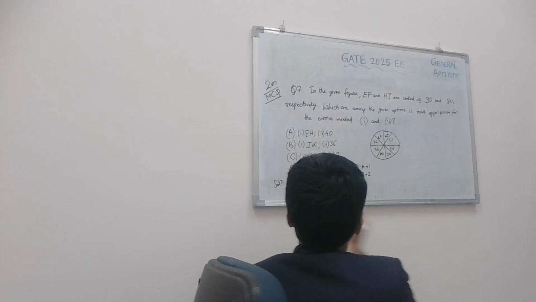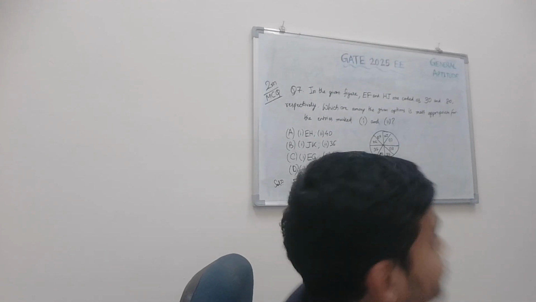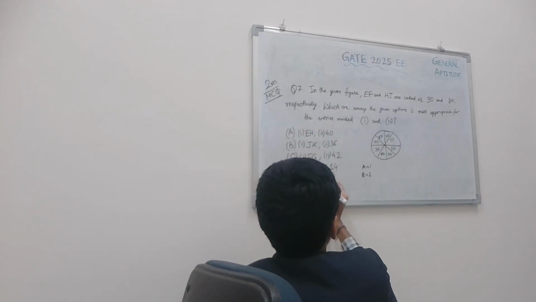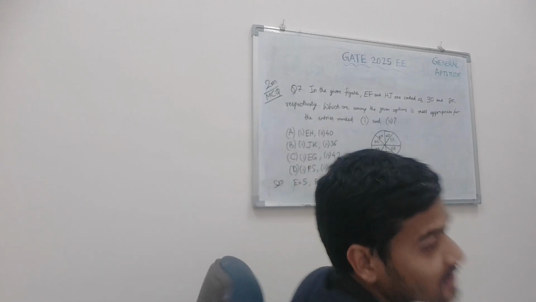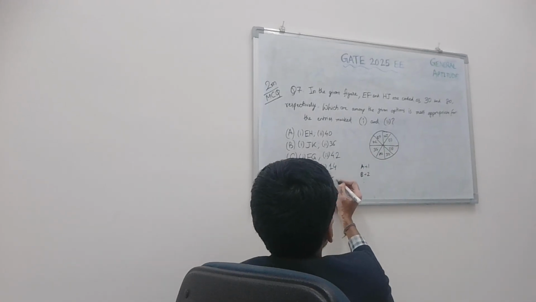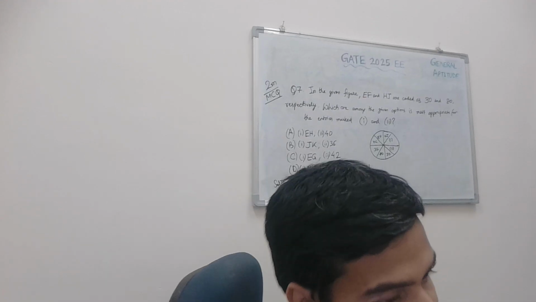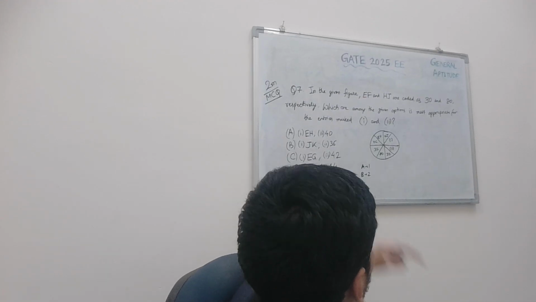So the code of E will be what? 5. A B C D E. F will be what? 6. I am considering writing only these because these are only given over here. G will be what? 7. H will be what? 8. And J will be what? 10. A B C D E F G H I J.